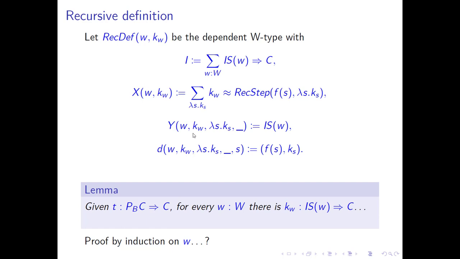So in this way, what you can prove by induction on W is that there is a function that satisfies this condition. So there is a function which is recursively defined in the sense that it's obtained by the recursive step, and all the functions used in the recursive step are obtained by a recursive step, and so on. And so you use the W-hardness here to prove the statement.